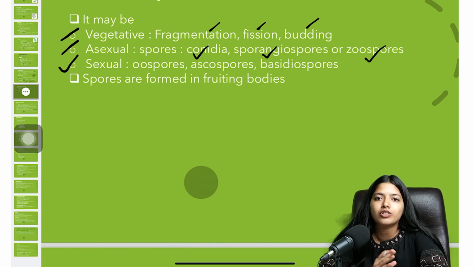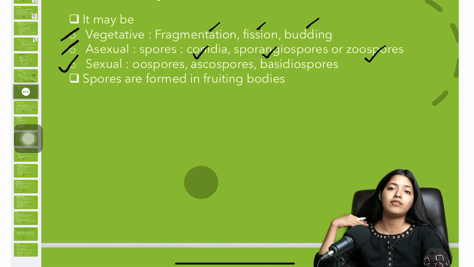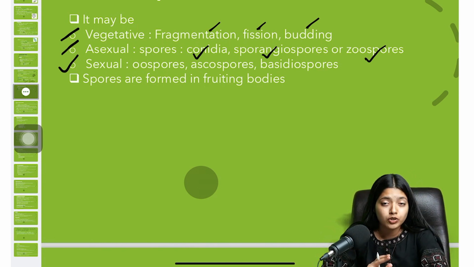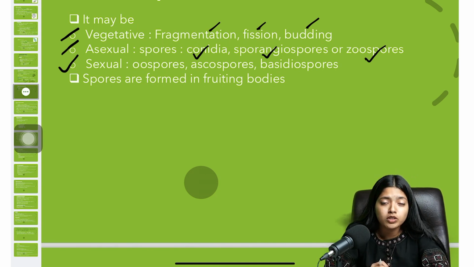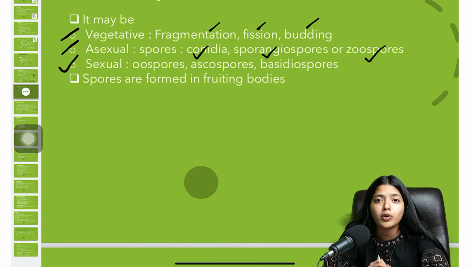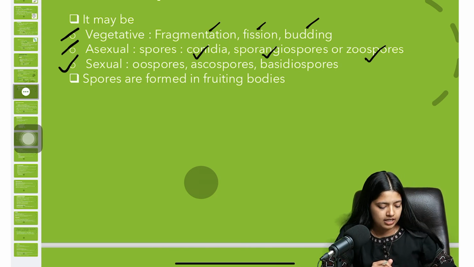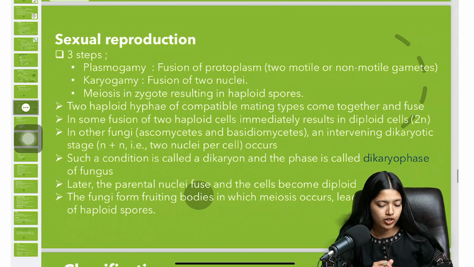And then sexual reproduction. Here we have 3 spores: oospores, ascospores and basidiospores. Okay. Last point was, where are these spores formed? They are formed in special structures which are called fruiting bodies. Inside these fruiting bodies, the spores are formed. Okay. Now, sexual reproduction.